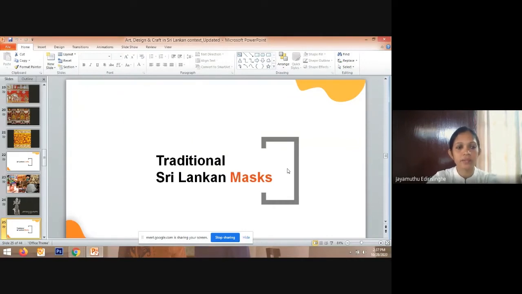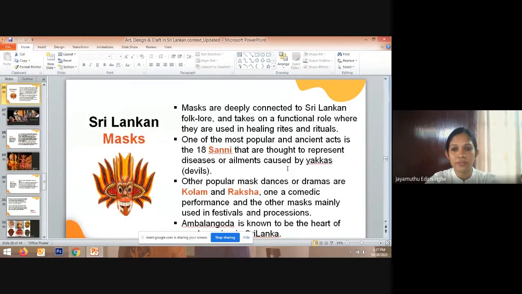Shall we move on to the traditional Sri Lankan mask? As I mentioned before, masks are very prominent in Sri Lanka, and we have different color schemes, and the way they use lines and decorative elements is different from Sri Lankan painting traditions. Mask culture is mainly in the southern coastal area of Sri Lanka, mainly in the Ambalangoda area, which is known as the heart of Sri Lankan traditional masks.